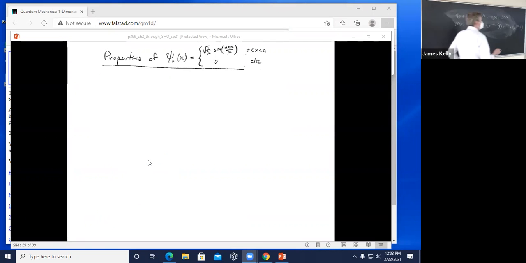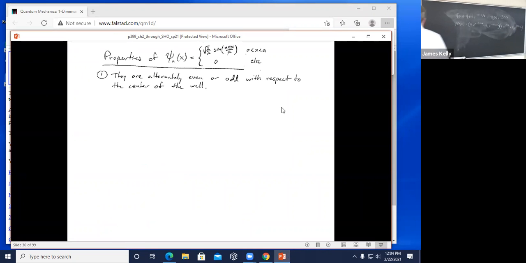Griffiths lists some properties of these time independent solutions. So we're not talking about the full separable solution, but rather just the time independent Schrodinger equation solutions, that look like this. We haven't put in the time part. So what are the properties of the lowercase psi n's?